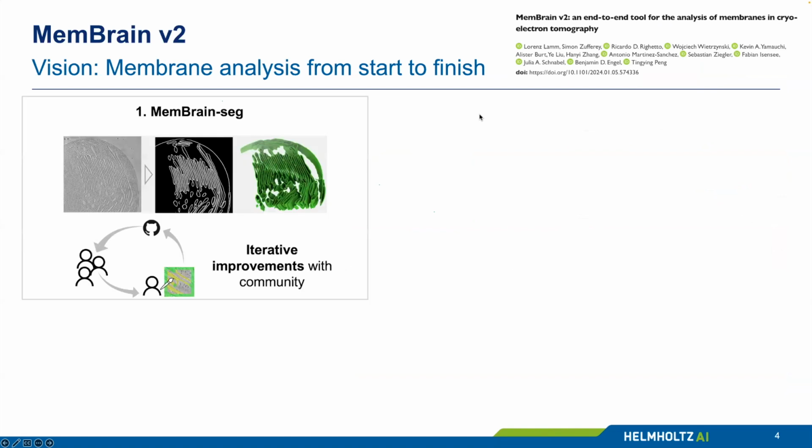The goal is to have these three different modules, the first being MemBrain-seg, which is already out there, and I think does a decent job in performing membrane segmentations. That was really nice because we were collaborating with the community to gather more and more training data to really be able to show our network how different membranes can actually look. And that's, I think, also a key component of why it performs well.